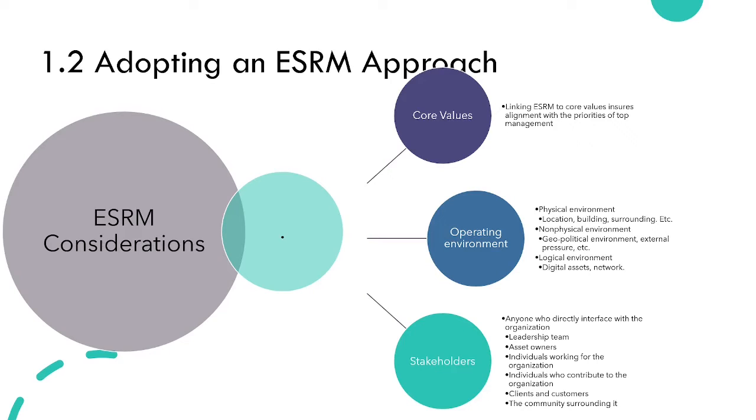And when we talk about operating environment, we consider three environments. First, the physical environment, and this includes the location of the building itself, the surrounding. So this is more about the physical location of the asset or the organization or the office or whatever we're trying to protect. And then there's the non-physical environment.